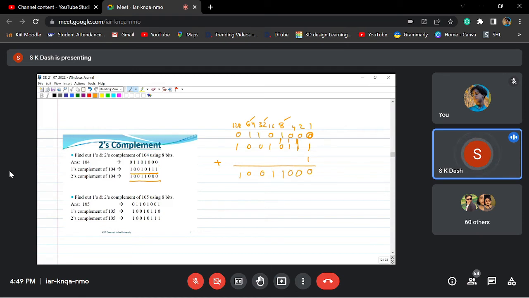Okay. Same way, verify for this 105. Is it correct? Yes, sir. Okay. Now, time for the shortcut. So, what to do? Whenever a number is given, you can directly find the ones complement by interchanging 0 with 1.